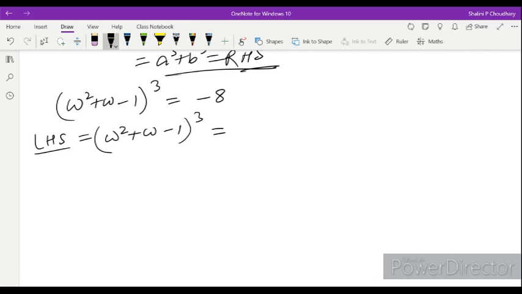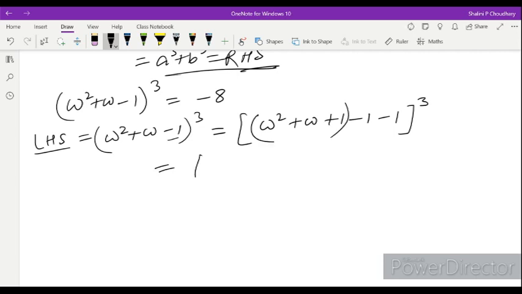So what we can do? Omega square plus omega, and plus 1 we write, minus 1 we will do, plus 1 minus 1, there will be no change, and this minus 1 also we will write as it is. So now we will take this. Omega square plus omega plus 1 is equal to 0, and this minus 1 will be minus 2 cube. So minus 2 whole cube will be equal to minus 8, that is equal to RHS, hence proved.